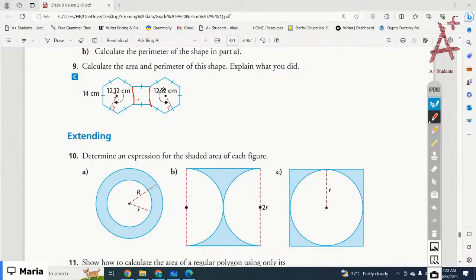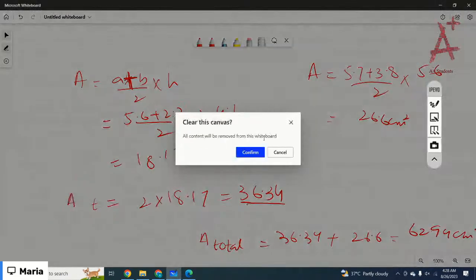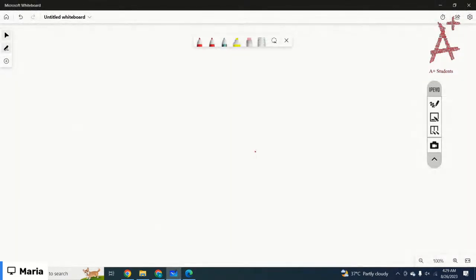So the area of the shape would be the area of the two hexagons and the area of the square, right? So this side of the square is 14, and this one is also 14. Let's just calculate the area of the square first. It has sides of 14. The area of the square is 14 squared, that is 196. Now you have to calculate the area of the polygons. The area of a polygon would be a times h over 2.